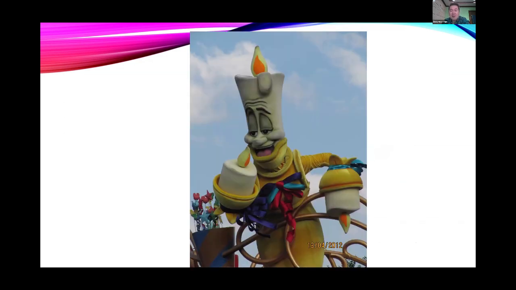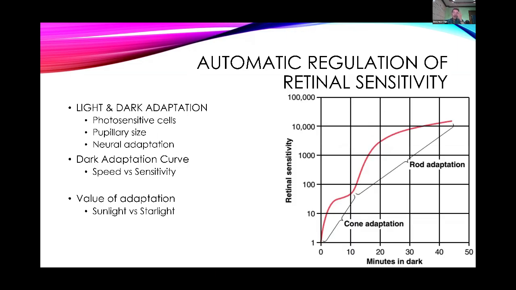So siya si Lumiere, wala lang segue. Cute lang siya.